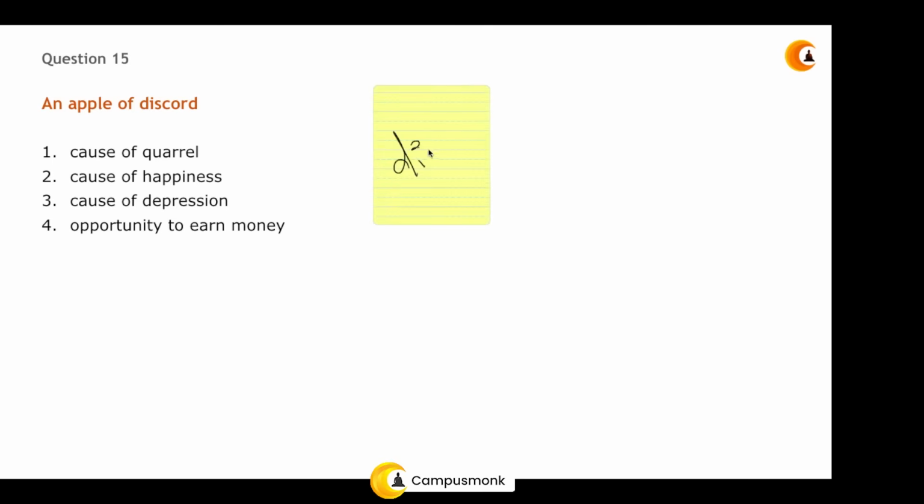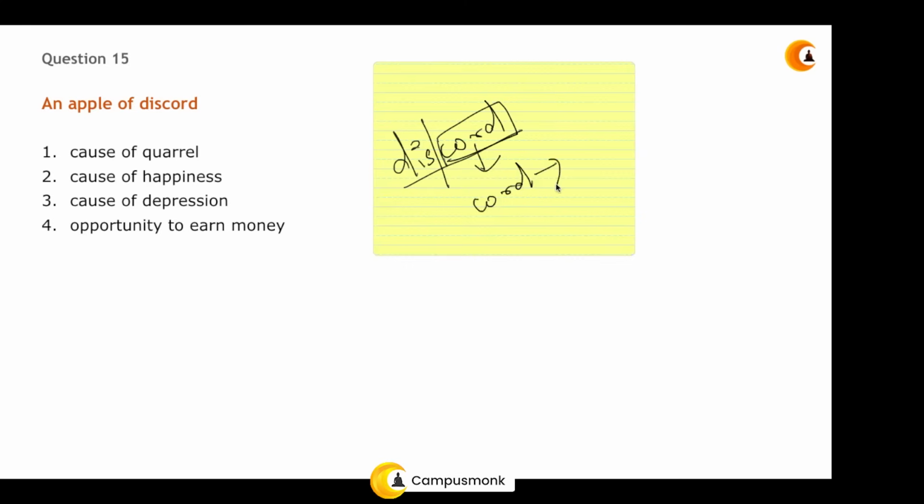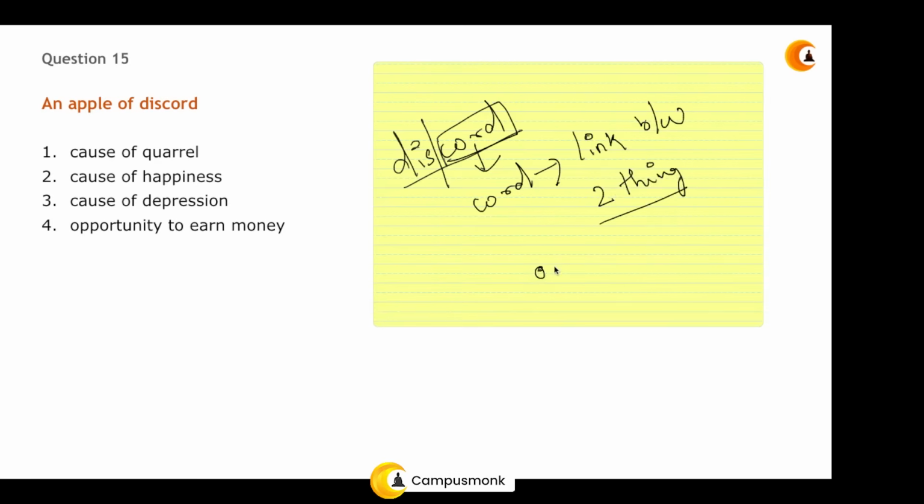Now let us consider the word discord. Okay, now this word discord has two parts. One is dis and other is cord. Now if I consider only the word cord, what does this cord do? This cord is nothing but a link between any two things, that it can connect. Suppose I want to connect two systems, I'll use a cord to connect it. That means these two systems are going to mutually accept a connection through a cord. Okay, they're accepting on certain terms and conditions, right?